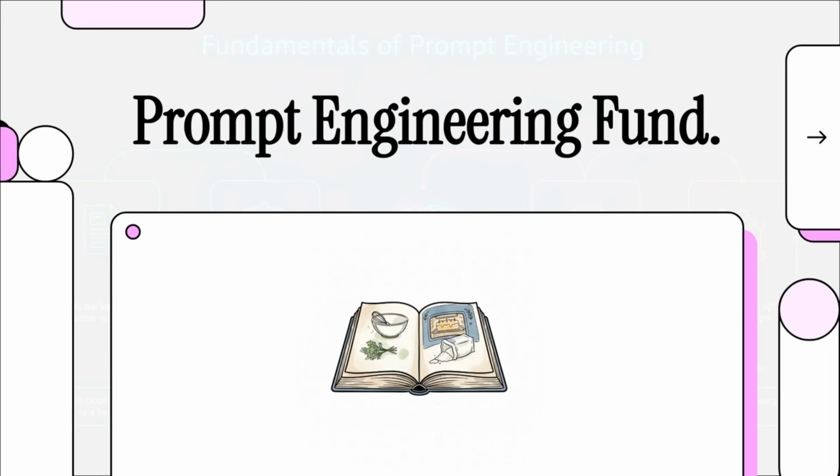You ever ask an AI a question and get something totally useless back? Yeah, we've all been there. But what if I told you there's a way to unlock its real power? It's all about something called prompt engineering, and today we're going to break down the fundamentals. So let's dive right in.